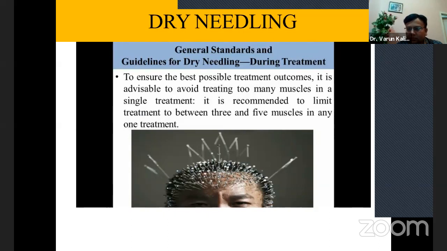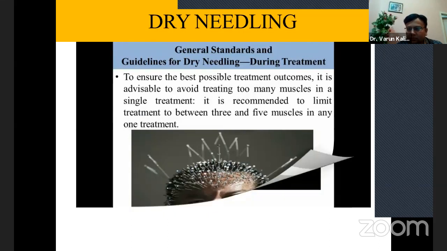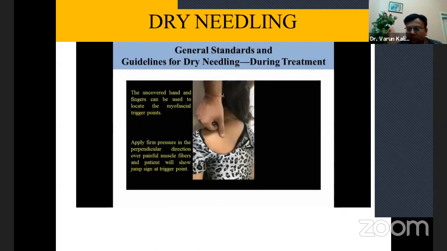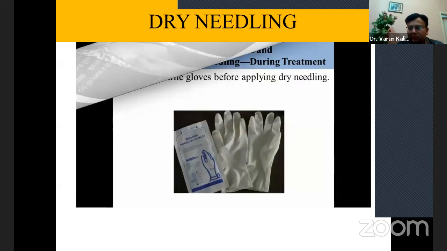Then after that, we have to find the trigger point. To find the trigger point, apply firm pressure in the perpendicular direction over painful muscle fibers, and the patient will show a jump sign at the trigger point. But here we have to take care: when we palpate the trigger points, our hands should be uncovered. After palpating the trigger points, wear sterile gloves before applying the dry needle.